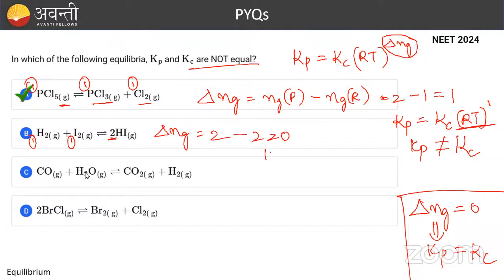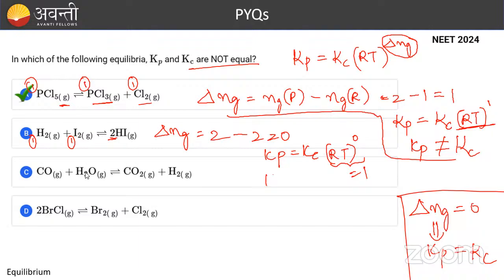So 2 minus 2 is 0. If delta Ng is 0, Kp is equal to Kc into RT power 0, right? RT power 0. So anything to the power 0 is equal to 1. So Kp is equal to Kc. Okay. So for the second reaction, it is equal. When delta Ng is equal to 0, Kp is equal to Kc. And for the third also, you can check. We have 2 products with 1 mole each, and 2 reactants, so delta Ng will be 0, and Kp will be equal to Kc.